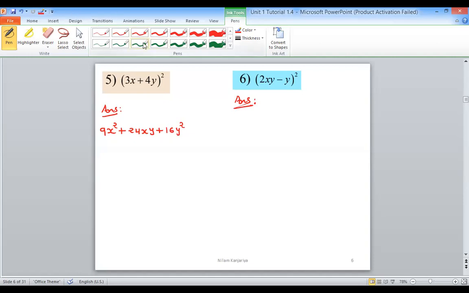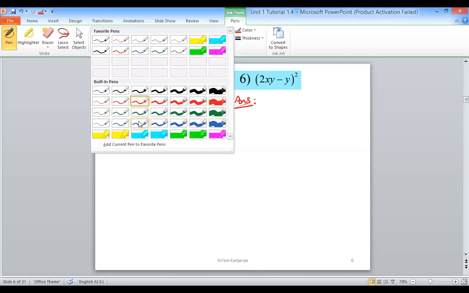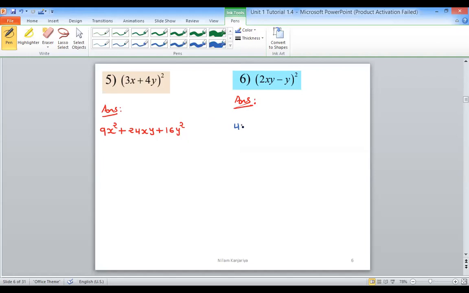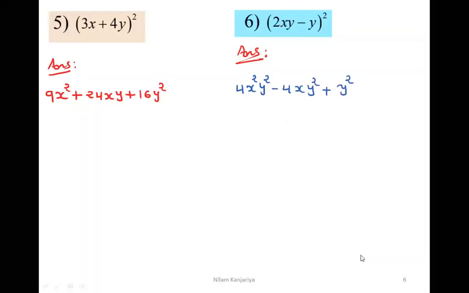Four xy square. Right. Minus. Take a minute. Minus four xy square. Done. Very good. Plus y square. Very good. Impressive. So students, this is your answer. Hope you are able to do it.